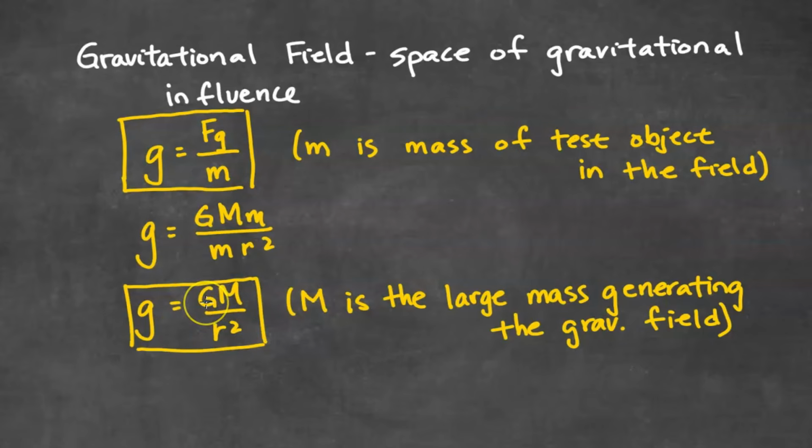Big G is the gravitational constant. Big M is the large mass generating the gravitational field. So usually this would be like a planet. It could be the moon. It could be the sun. But generally it's a large mass. And R is going to be the distance from the center of that large mass to the location that you're measuring the gravitational field.